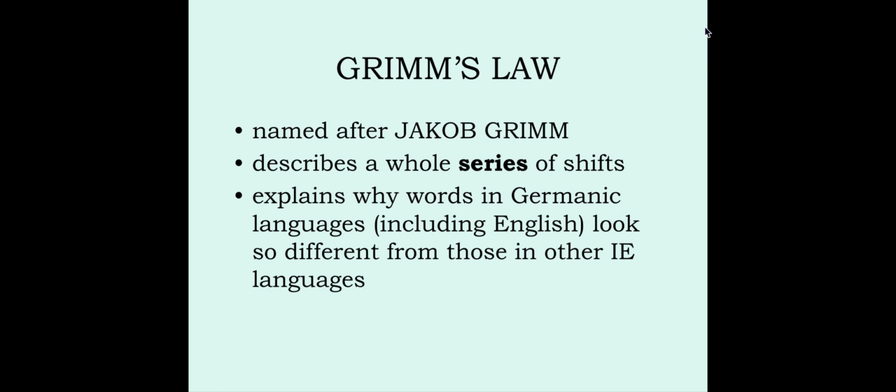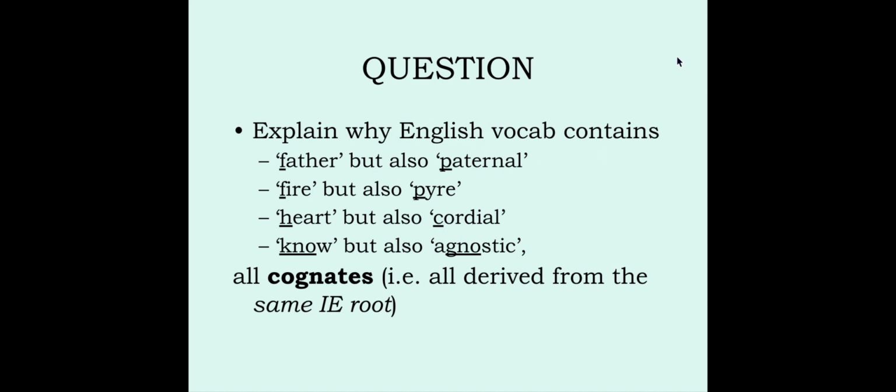And then a key point of Grimm's law is that what Grimm's law does for us is it explains why words that are in Germanic languages, including English, look so different from words in other Indo-European languages, even though they're related, even though they're cognates, they go back to exactly the same root. And so based on this, now we can ask a question about English vocabulary in general, which is very pertinent to us, relevant to this class. Explain why English vocabulary contains the word father, but it also contains the word paternal, which is cognate with it. It goes back to the same original root.